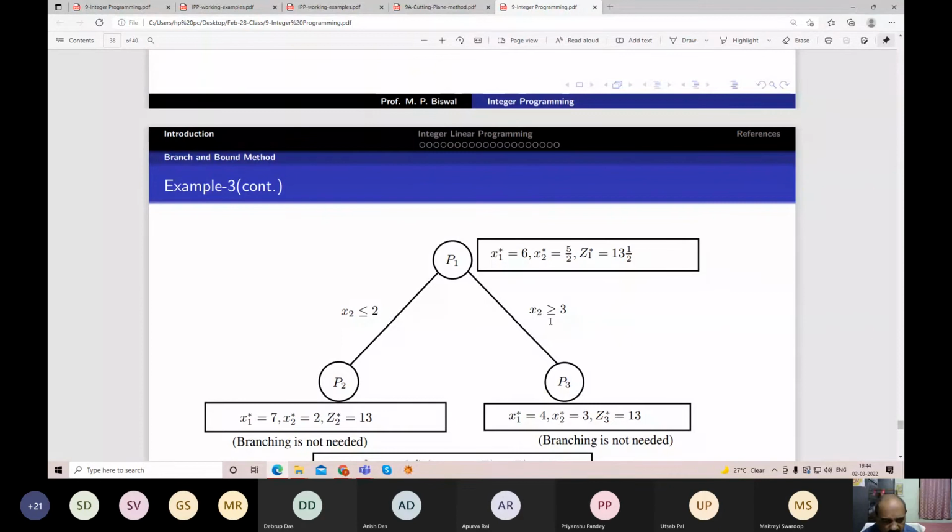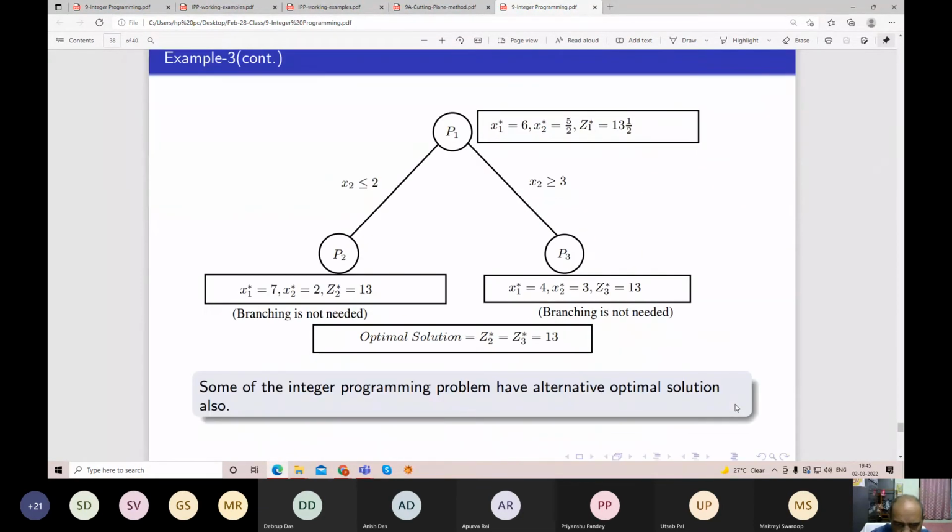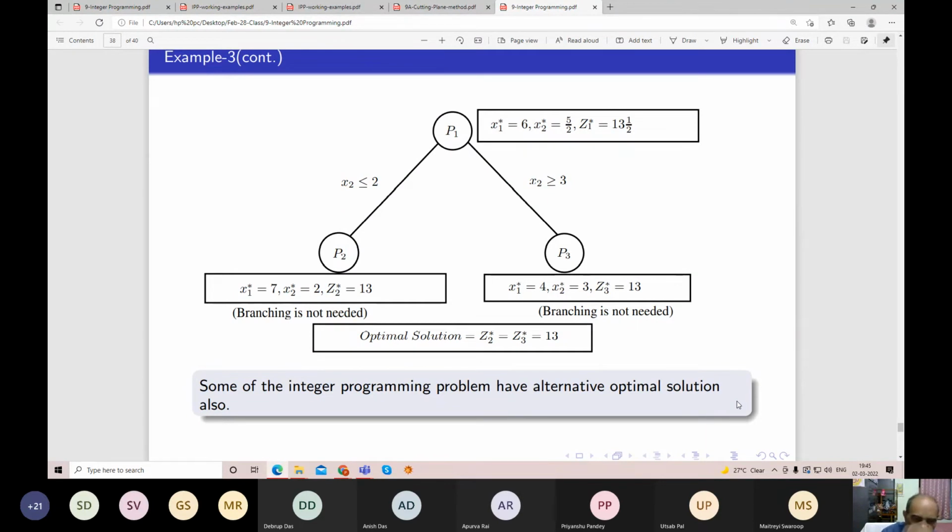If you put it in this manner, we got a solution, as you can see, x1 equal to 7, x2 equal to 2, and z equal to 13. And if you impose this constraint, we get x1 equal to 4 and x2 equal to 3, z3 equal to 13. What is your conclusion? Both sides 13. Infinite number of optimal solutions.